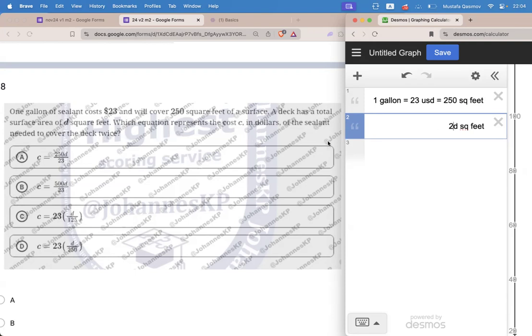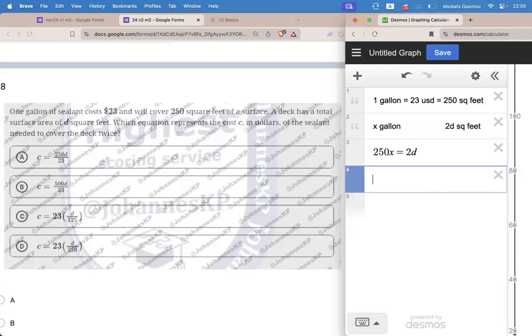Now we have to find first how many gallons we need here. Let's say that it is X gallons. For finding X gallons, you have to do cross multiplication here like that. 250x is equal to 2D. Then x is equal to 2D over 250, and it is equal to D over 125. Then it says that 1 gallon is equal to $23. So you have to multiply it by 23 for finding this answer. So answer is C.